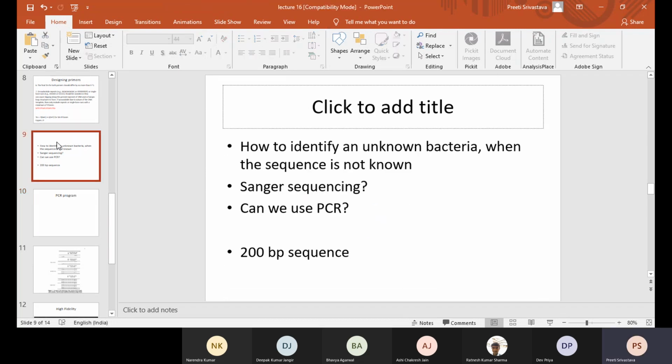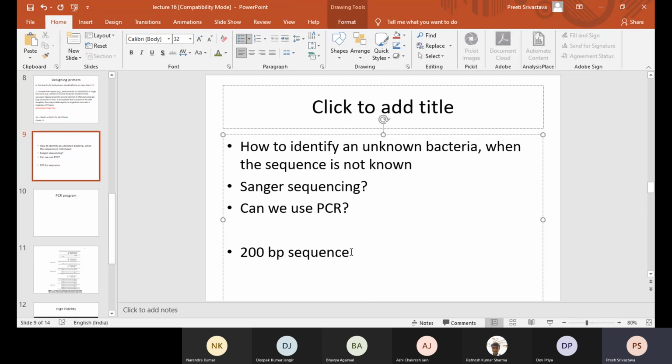So the question is how PCR can be used to identify an unknown bacteria when the sequence is not known. People say that you can do PCR and then Sanger sequencing, and then you will know what the bacterial strain is. You don't have to sequence the entire bacteria, right? So then the question is how does it work? So anybody, or should I explain to you?